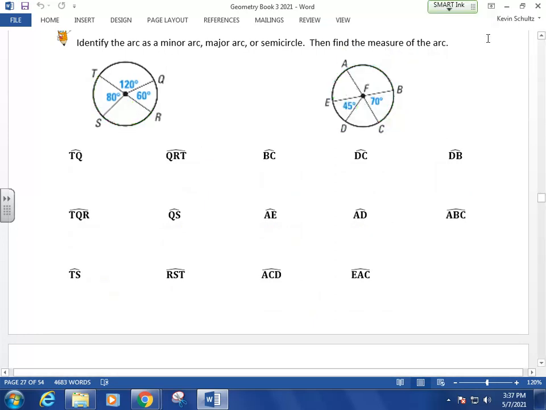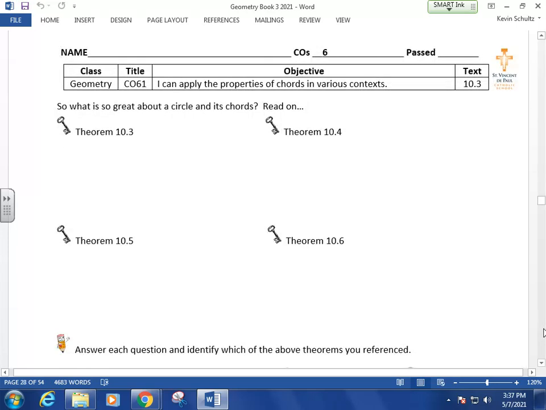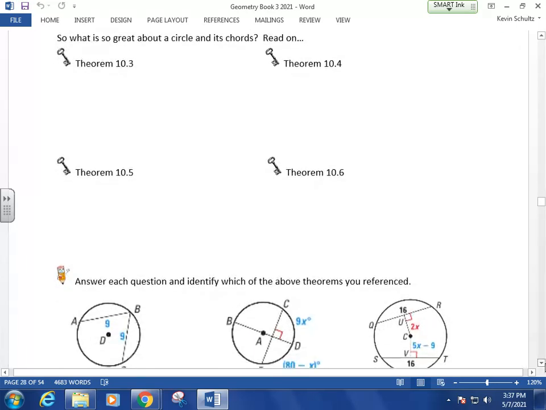But onward and forward to CO61, talking about chords. I promised someone that since I didn't get this posted Thursday, I would not assign any book homework since you probably didn't bring your book home. So it will just be this page that you have to do for homework. A couple of theorems to write down about chords.